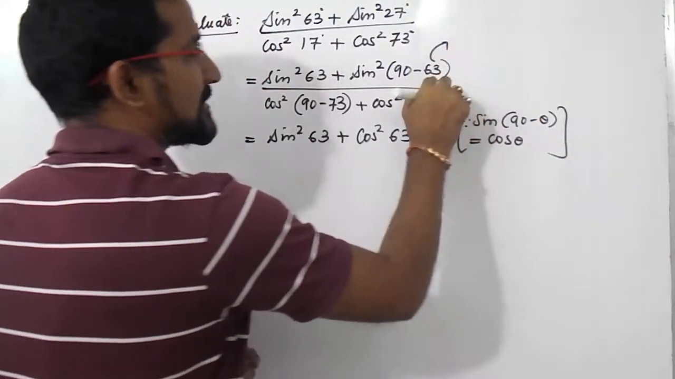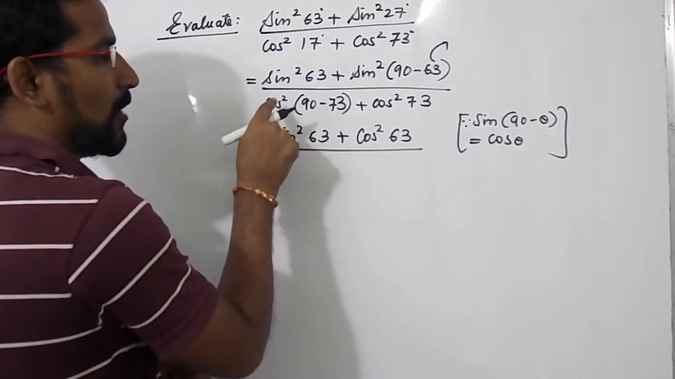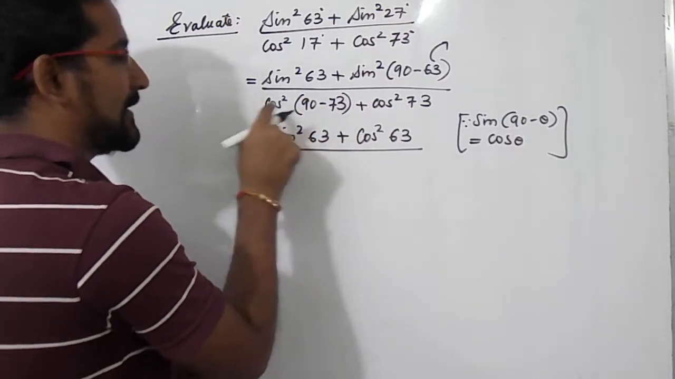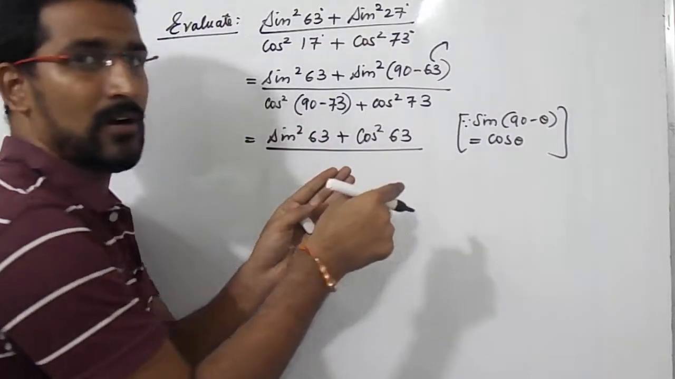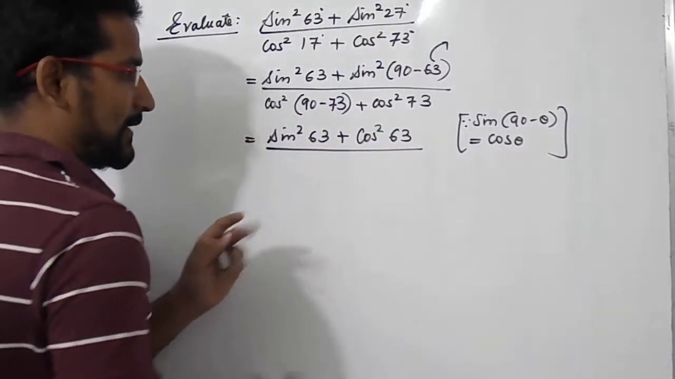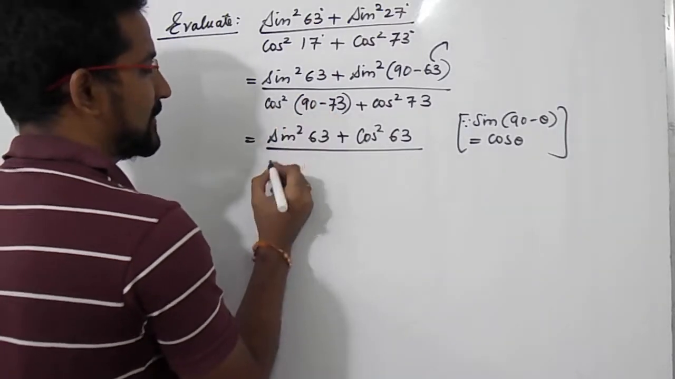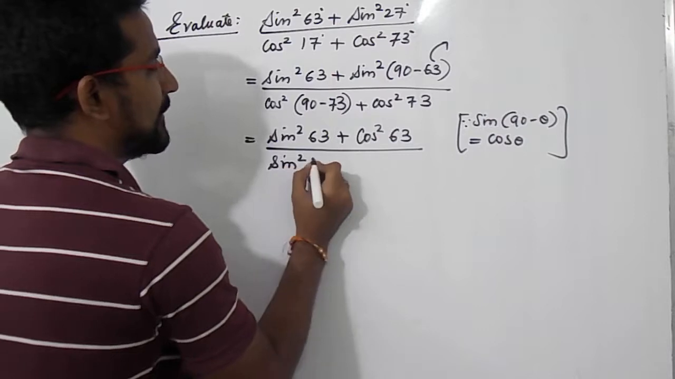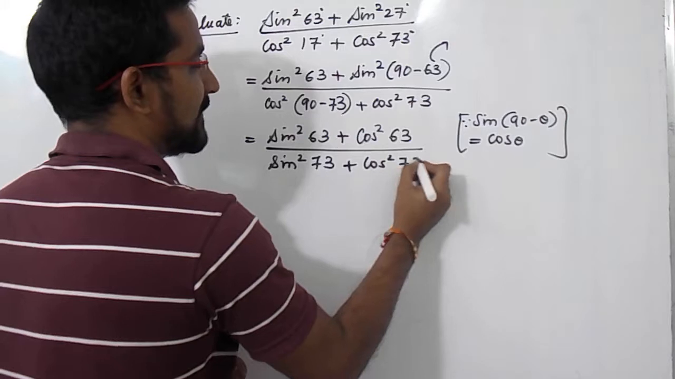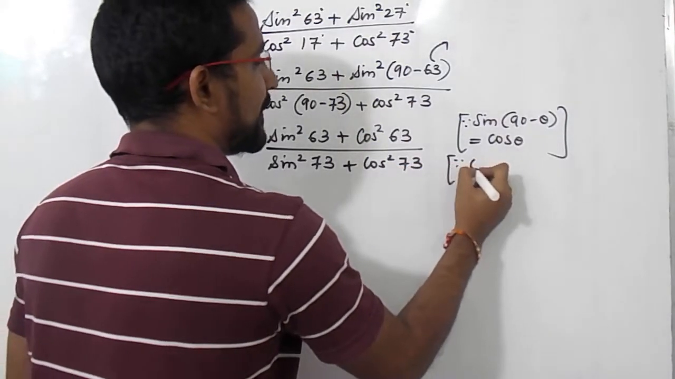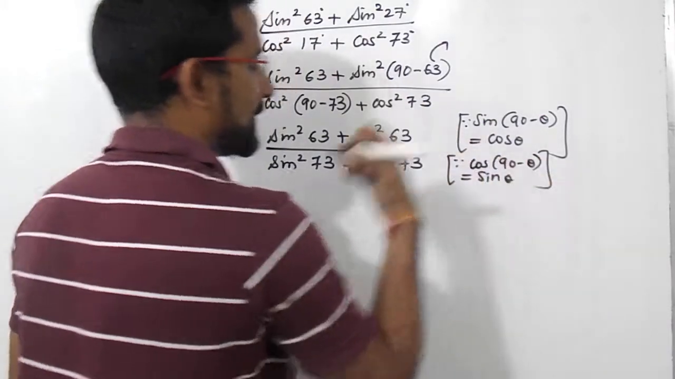So theta here is 63. So cos square 63 divided by, again here cos square (90 minus 73), that is nothing but cos square (90 minus theta). That is cos (90 minus theta), which will be equal to sin theta. So can I write, in the place of cos square (90 minus 73), sin square 73 plus cos square 73? Why? Because we know that cos (90 minus theta) is equal to sin theta.